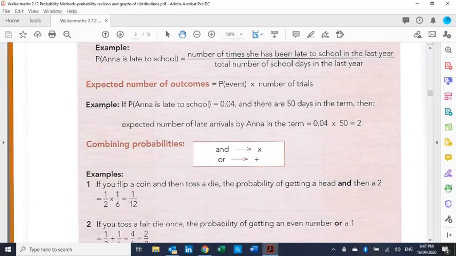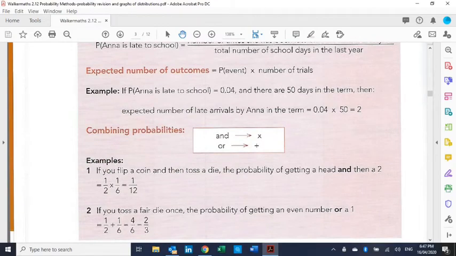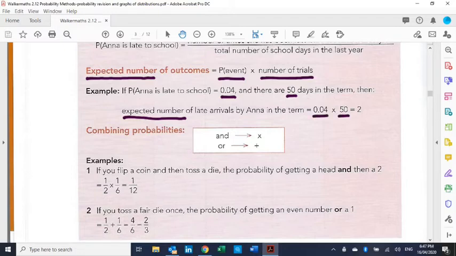Now, some more probability terms that you've probably seen in the past, but we'll remind you of. Expected number of outcomes. This is often just called expected number. That's the probability of an event times the number of trials. So, for example, if the probability that Anna is late to school is 0.04, and there are 50 days in the term, then the expected number, or how many times we expect Anna to be late, is that probability times 50 days, so 2.